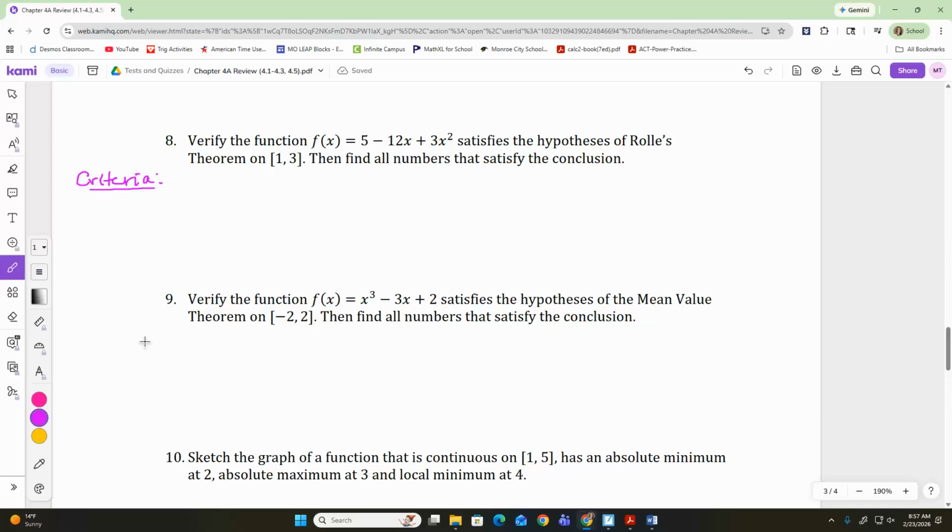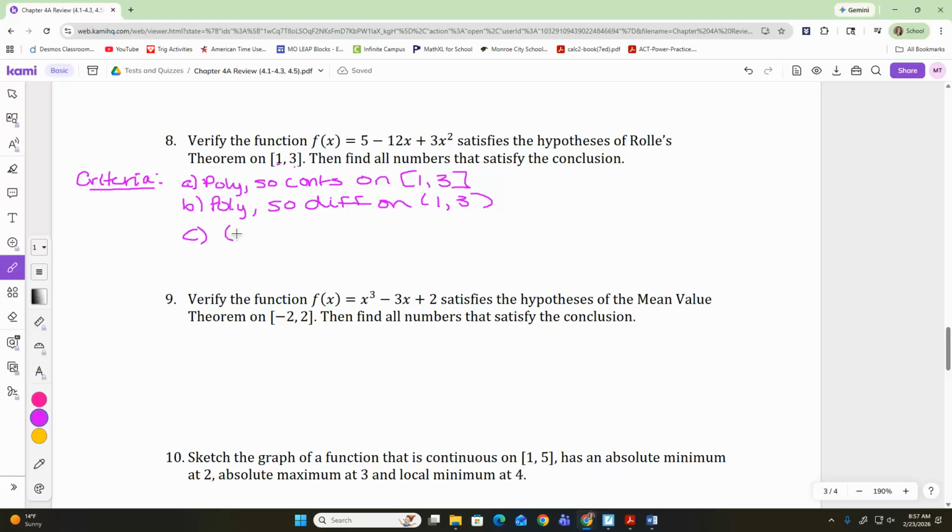Okay, so Rolle's theorem has 3 criteria. It has to be continuous, which it's a polynomial, so it is. It has to be differentiable on the open interval, which polynomials are always differentiable. I'm writing out the specific definitions, but if you just said it's polynomial, so continuous and differentiable, that's totally fine. The third criteria is that the endpoints have to be equal. So these are 2 x values.